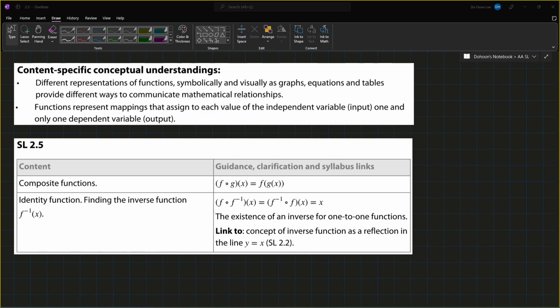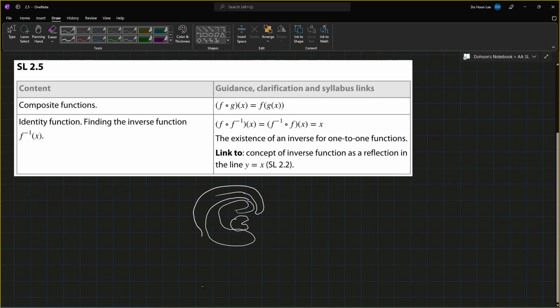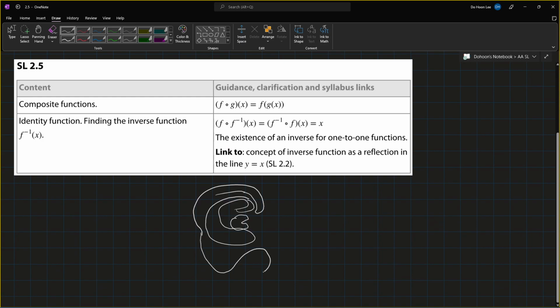Imagine the composite function as an animal eating another animal, such as, I'm not an artist, but such as a snake eating another snake. That is totally a valid drawing. I don't know what I'm doing, but yeah. We could have a bigger composite function such as f of g of h of x.